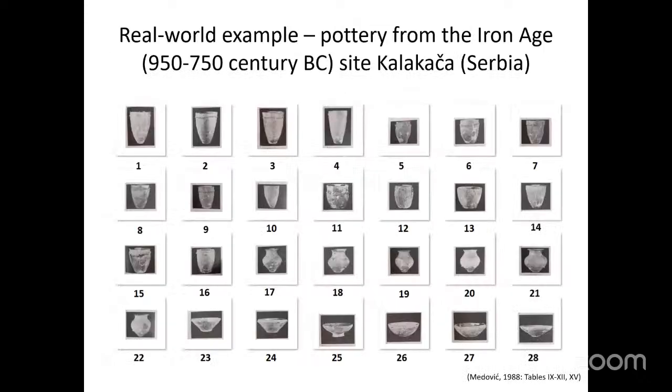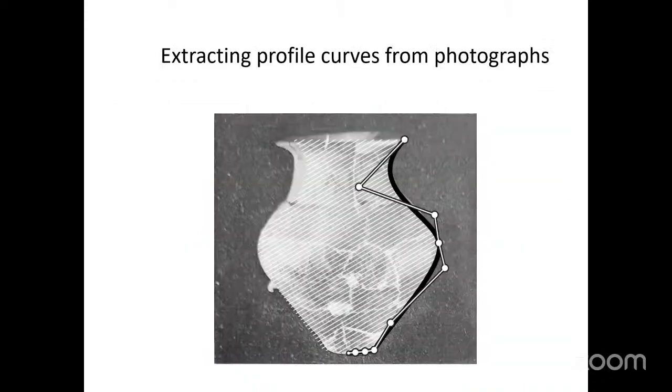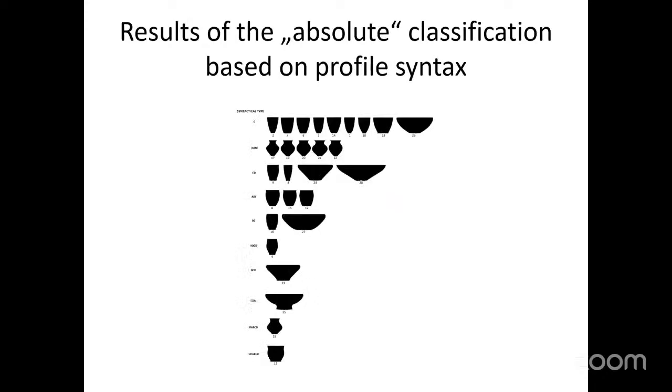To showcase this on a real world example, because we're all interested in real world pottery, not this virtual pottery, although the principle is the same, I'm also going to demonstrate how this works on the Iron Age pottery from the site of Kalakacha in Serbia. So we have these photographs of complete pots from the site Monograph, published by Predrag Nedović. And we digitized the profile outlines from these photographs. And then we applied our method of classification, and it looks like this.